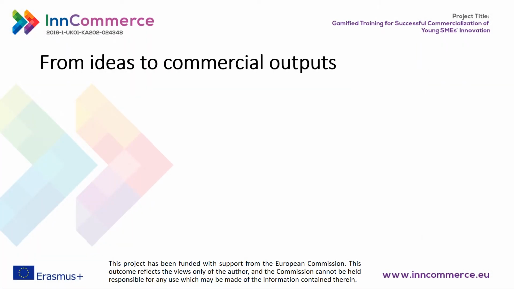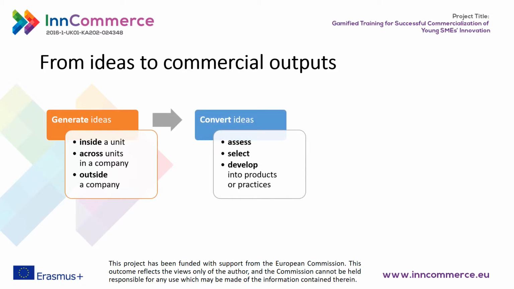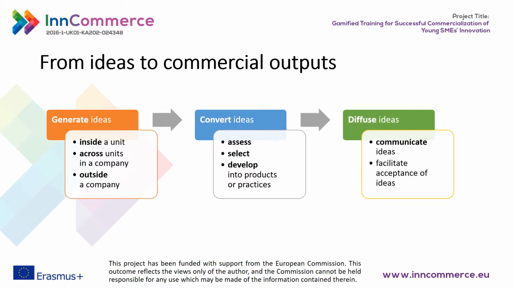To improve innovation, executives need to view the process of transforming ideas into commercial outputs as an integrated flow. The first of the three phases in the chain is to generate ideas. This can happen inside a unit, across units in a company, or outside the firm. The second phase is to convert ideas, or more specifically, assess and select ideas for funding, and later on develop them into products and practices. The third is to diffuse those products and practices.